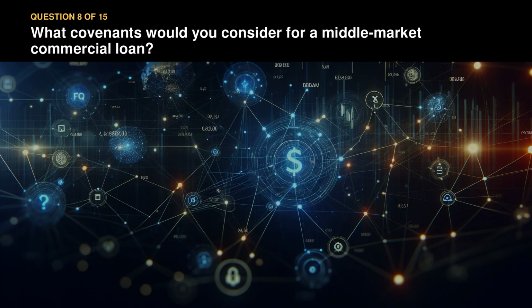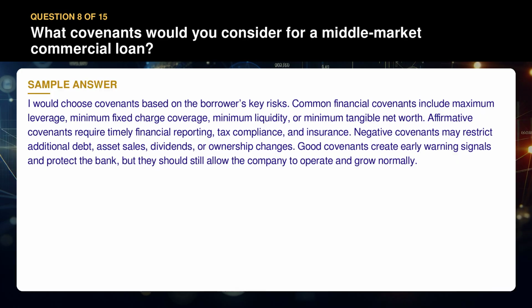Question 8. What covenants would you consider for a middle-market commercial loan? I would choose covenants based on the borrower's key risks. Common financial covenants include maximum leverage, minimum fixed charge coverage, minimum liquidity, or minimum tangible net worth. Affirmative covenants require timely financial reporting, tax compliance, and insurance. Negative covenants may restrict additional debt, asset sales, dividends, or ownership changes.